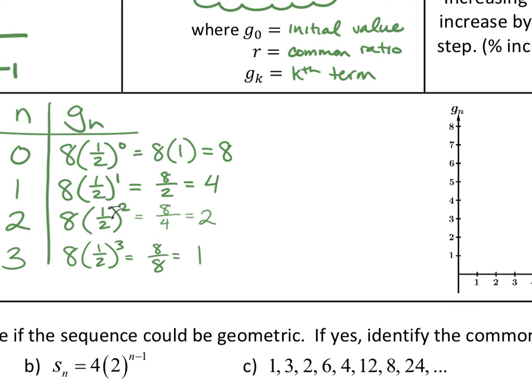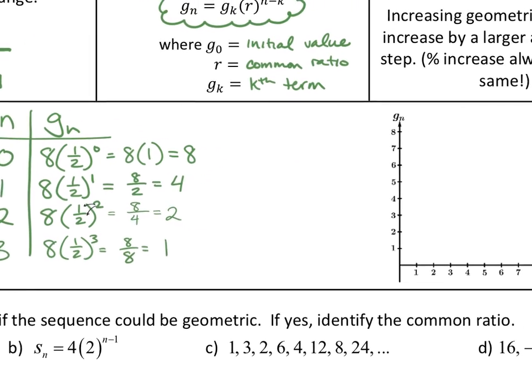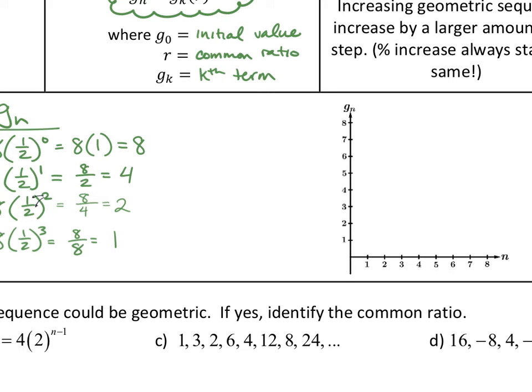So we're seeing that these functions don't change by adding and subtracting. They change by multiplying and dividing. So if I plot these points, here's 0, 8, 1, 4. Half of that is 2. Half of that is 1. If we were to keep going, what would be the next number? One half. And then if we kept going, the next one would be 1/4.